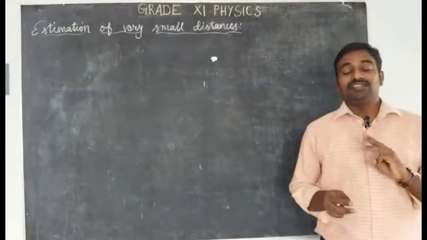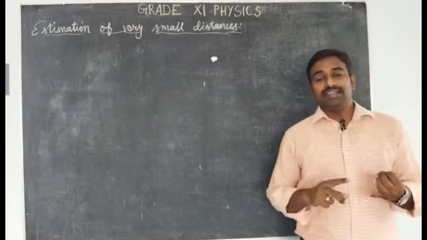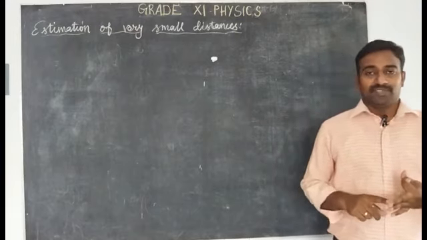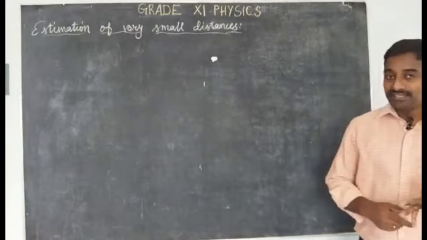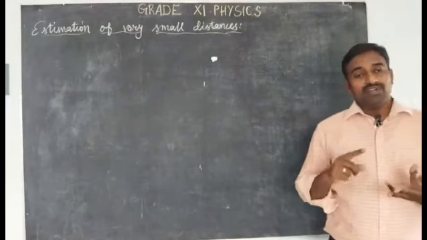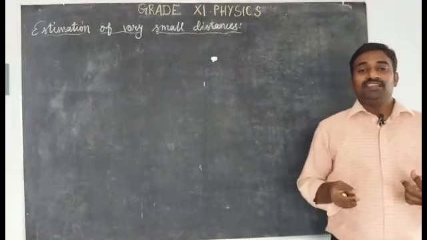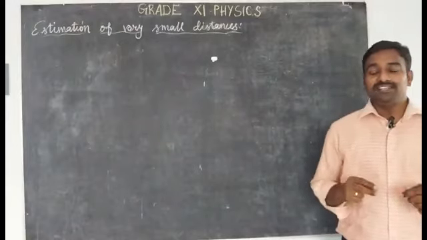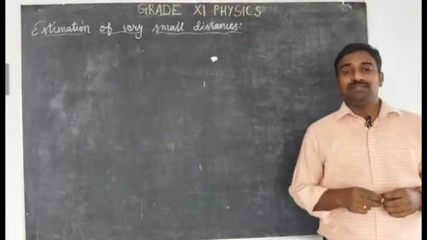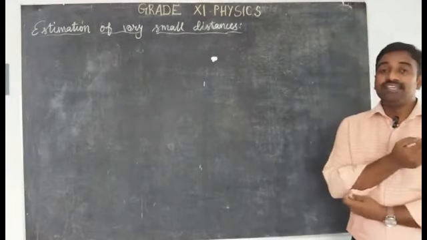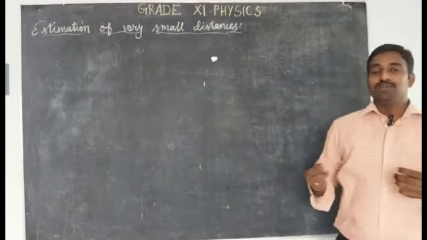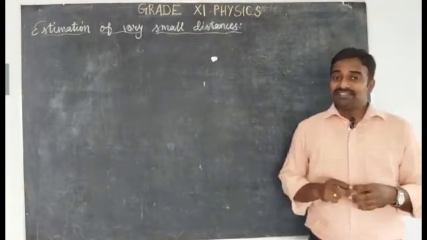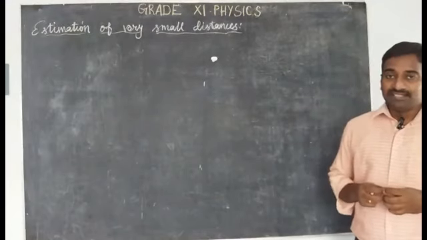So last class we had discussed how to estimate the fundamental quantities. The three important fundamental quantities are length, mass, and time. How to estimate the large distance and the small distance. Similarly, how to estimate the larger mass and the smaller mass, and how to estimate the time accurately. So these are the three important fundamental quantities which we are going to discuss. Last class we had discussed how to estimate the larger distance.